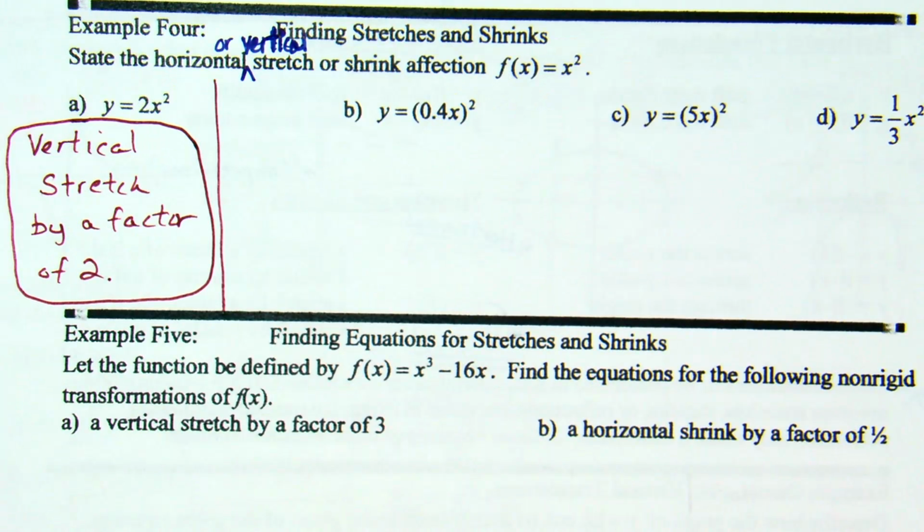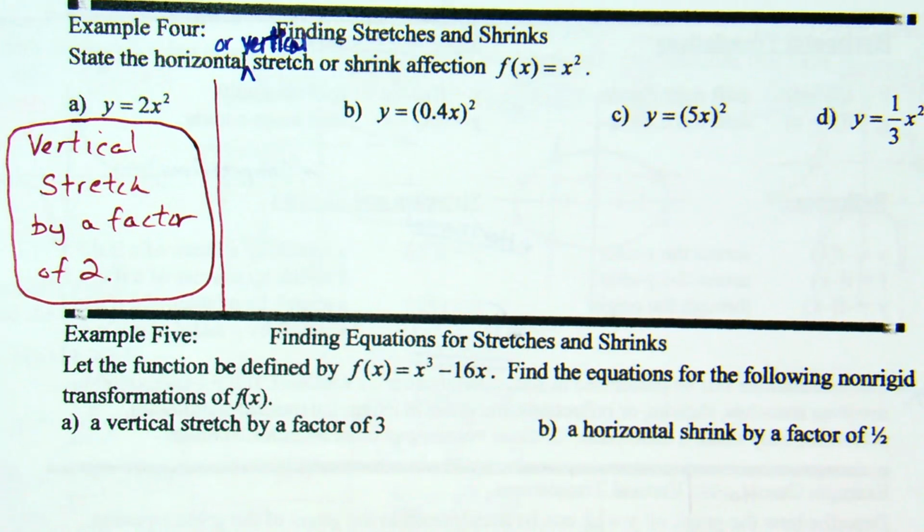B. A vertical stretch by the factor... I think it's a horizontal shrink. Horizontal or vertical shrink? It's still vertical. It's vertical. But it's a shrink because the number is less than 1. But, oh yeah, so it's not necessarily x squared, it's 0.4x squared. If that has something to do with it.